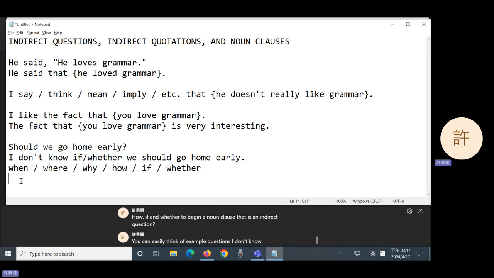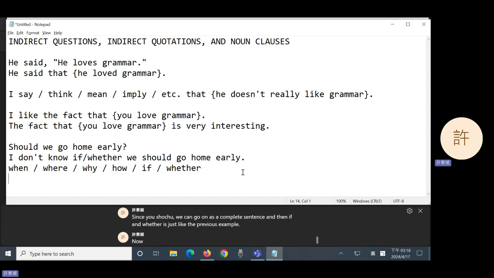I don't know when we will go home. We will go home is a complete sentence. I don't know where I can find my friend. I can find my friend is a complete sentence. I don't know why we are learning grammar. We are learning grammar is a complete sentence. I don't know how we will do, okay, so it's not that easy to come up with examples. I don't know how we can go on. We can go on is a complete sentence. And then if and whether is just like the previous example.